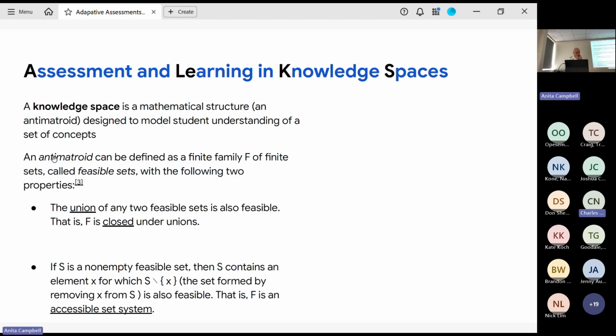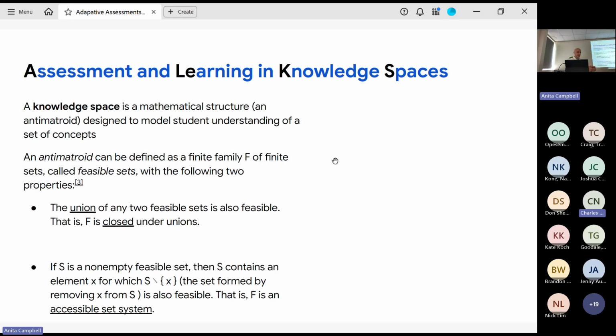And so ALEKS stands for Assessment and Learning in Knowledge Spaces. And knowledge spaces are a mathematical theory that's been developed over 3 or 4 decades that ultimately was applied to learning math and math placement by Falmagne and others. So for the mathematicians on the talk or in the room, a knowledge space is something called an anti-matroid.